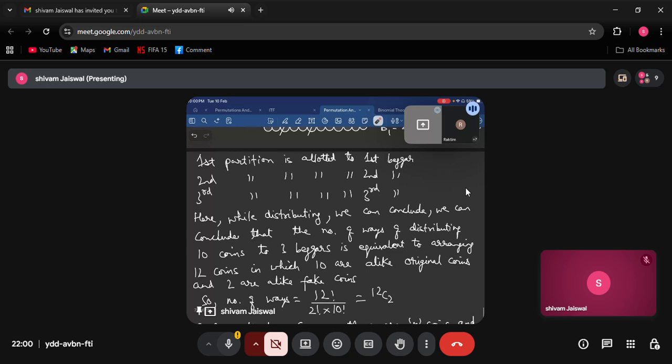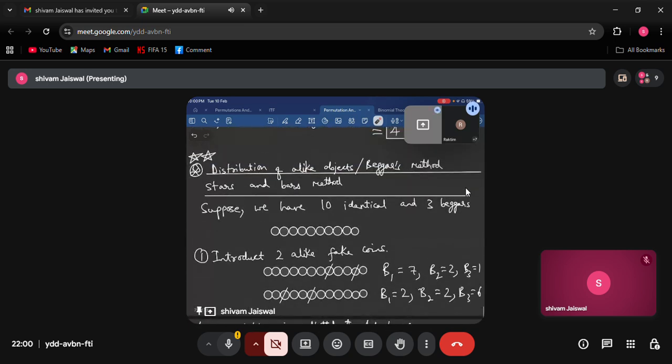Previously, I introduced two fake coins. There were three beggars. Why did I introduce two fake coins? What was the reason? Sir, now I understand. To make three partitions, right? Yes. So, in order to make p partitions, how many fake coins do you need to introduce? P minus one. Yes.